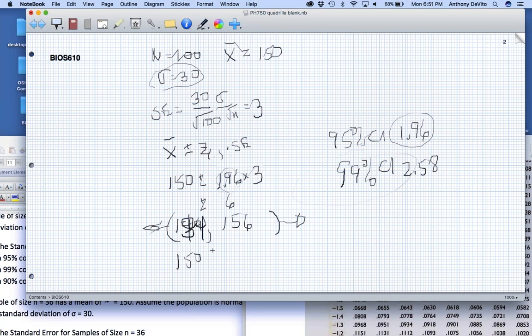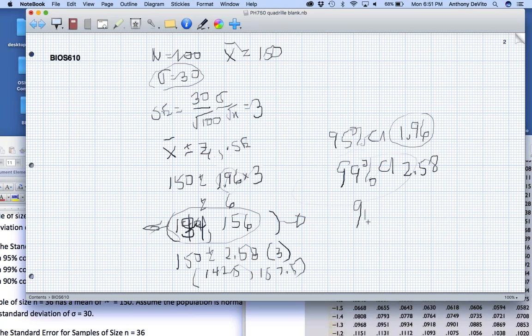So it would be 150 plus or minus 2.58 times the standard error, which is 3. Again, I'm going to take the liberty of calling this 7.5. So I'd subtract 7.5 from 150, and it would be approximately 142.5 and 157.5. It's a wider interval than 144 to 156. Did I have to really think about it? No, using that 2.58 took care of that for me.